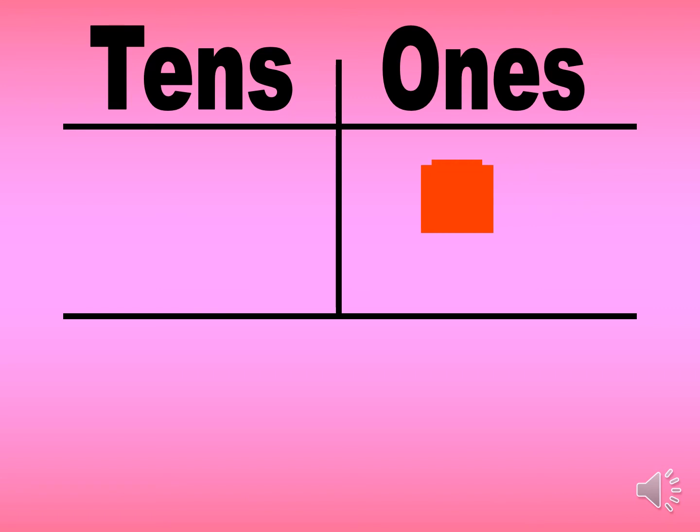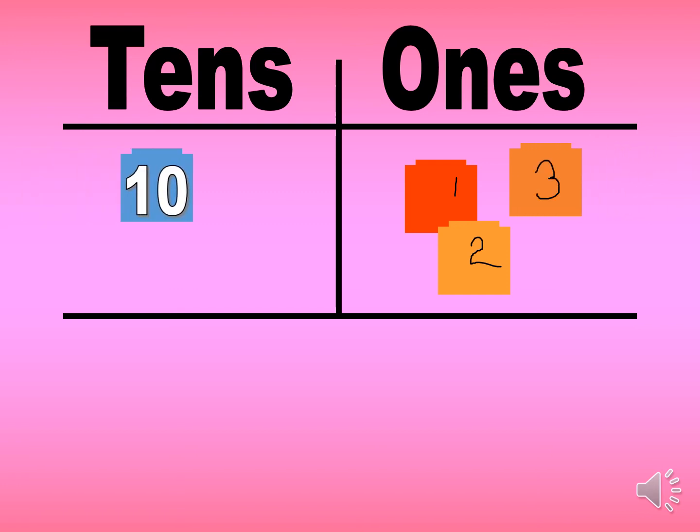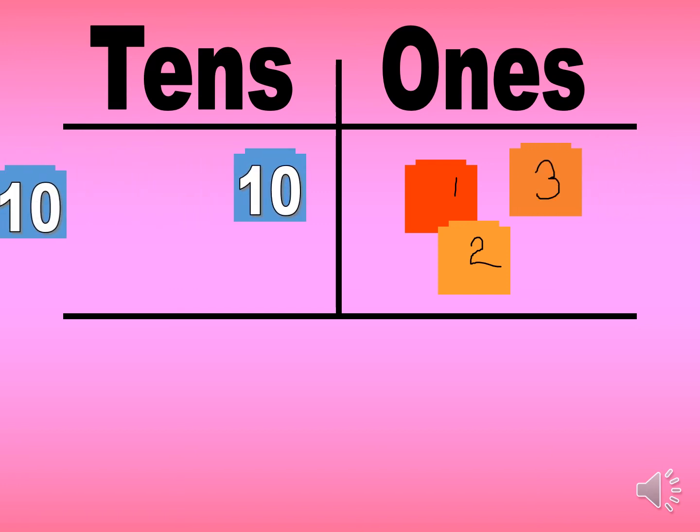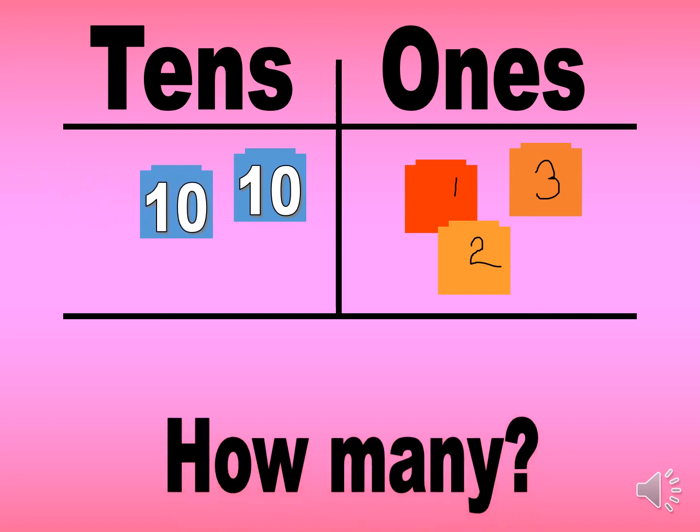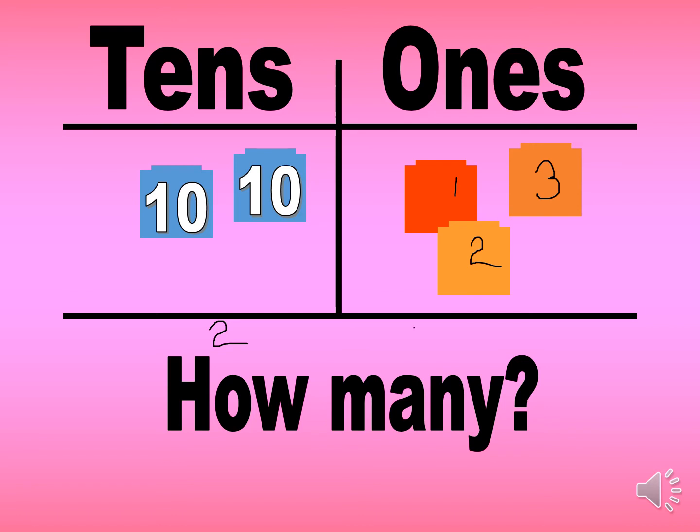How many tens and how many ones do I have? I have 1, 2, 3 ones. And how many tens? 1, 2. Yes, I have 2 tens and 3 ones. What's my number? 23.